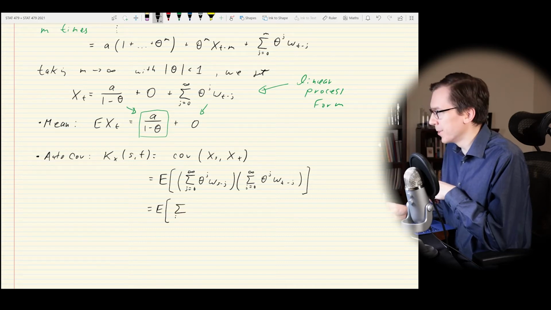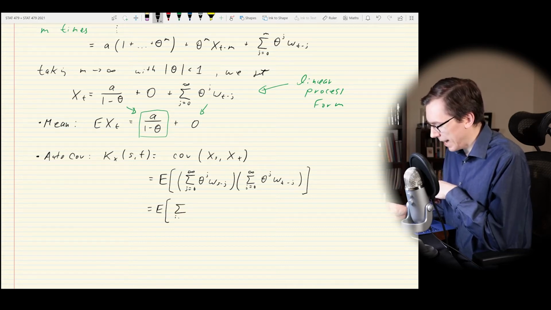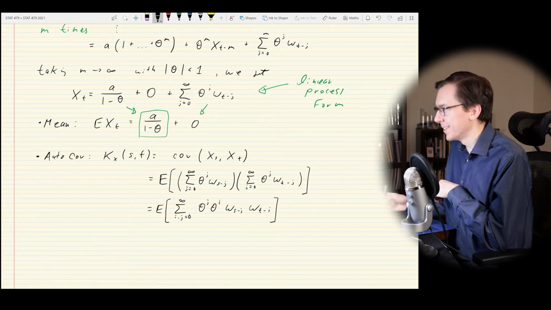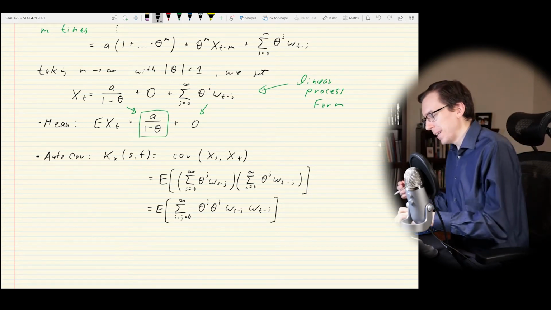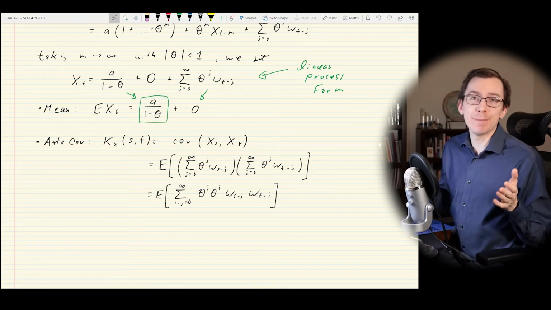Regardless, now we're going to sum over i and j from 0 to infinity, and we're going to get two pieces. We're going to have a theta^j and a theta^i, and then we're going to have a w_{s-j} and a w_{t-i}. Okay, so now we have a lot of terms in this summation to deal with, but luckily, most of them are going to be 0, right?